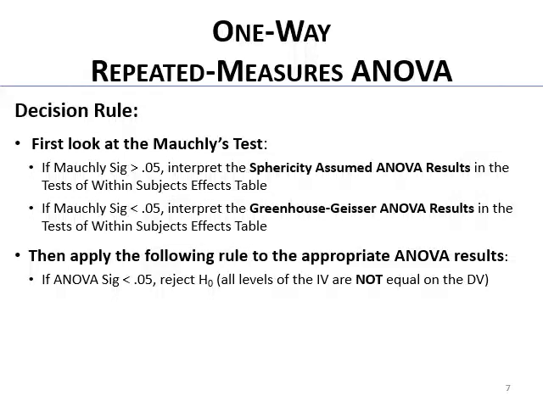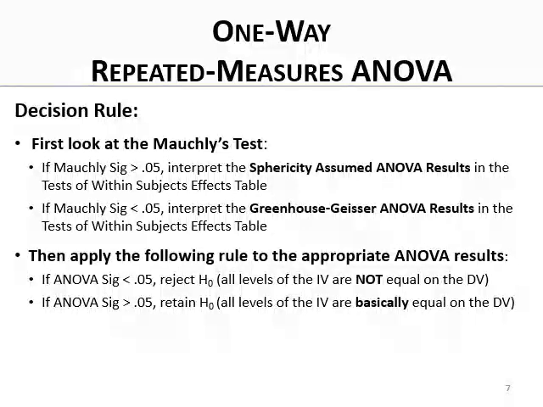If that ANOVA sig is less than 0.05, reject the null. I love two-tailed ones. They're simple, right? And what's that mean? All the levels of the IV are not equal on the DV, right? At least one group differs from at least one other. If your ANOVA sig is greater than 0.05, you retain the null. There's no differences. Not even one group differs from one other group, okay? So they're basically equal.